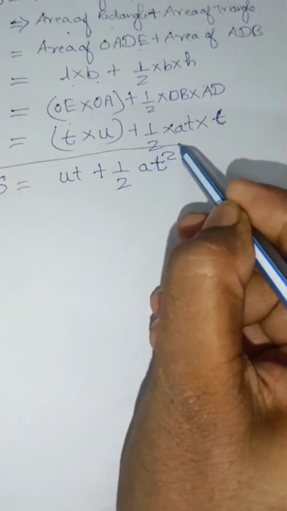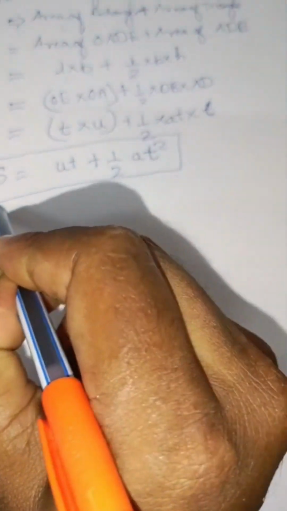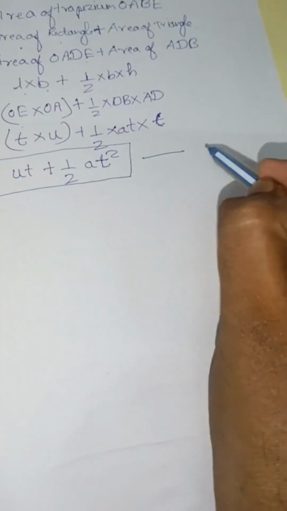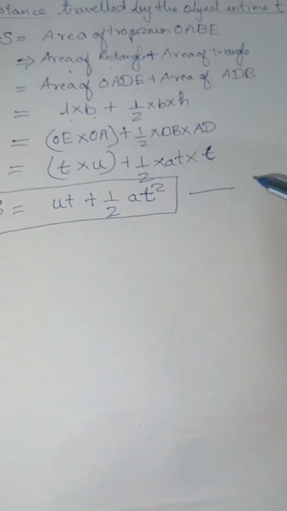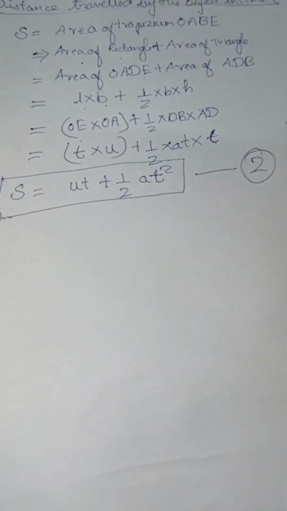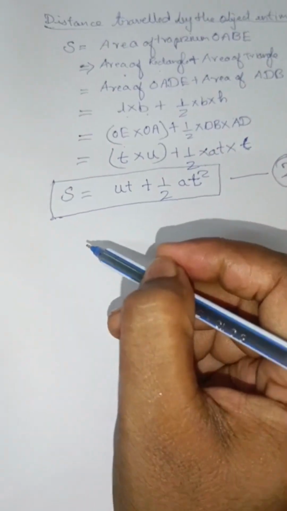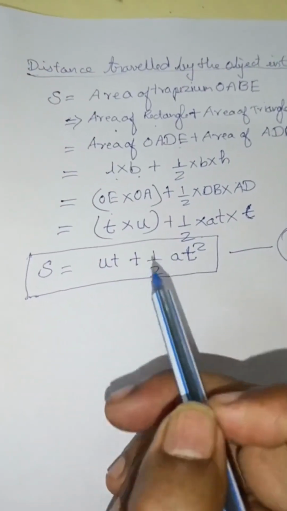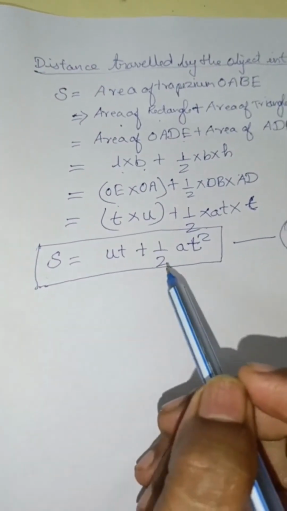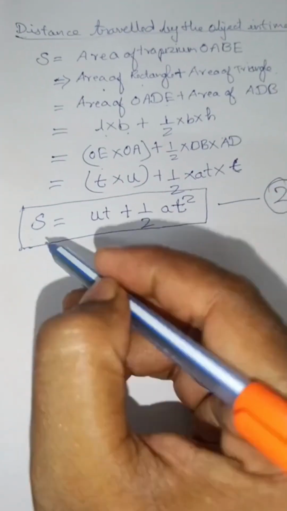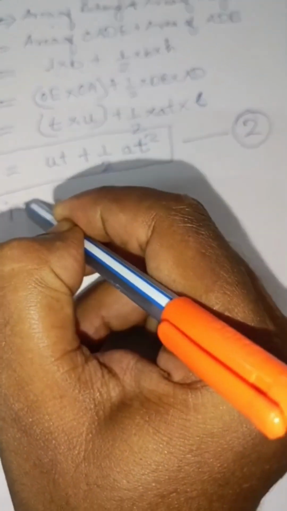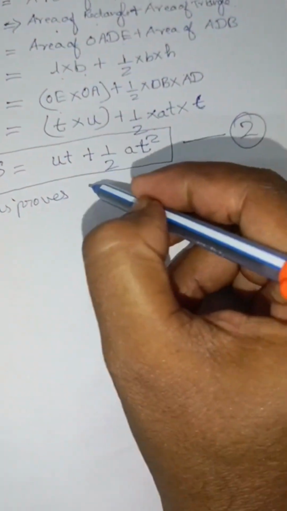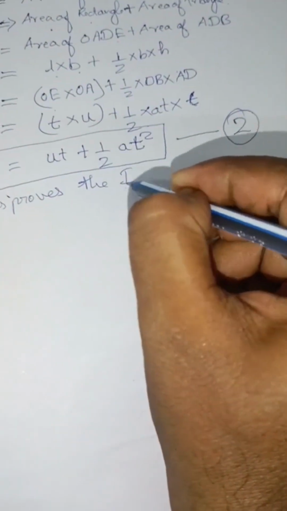So with the graphical method, we have derived this equation, that is S is equal to UT plus half times AT square. Clear? This is the second equation of motion. This is how we can derive the second equation of motion. This is the step for defining the second equation of motion. This proves the second equation of motion.